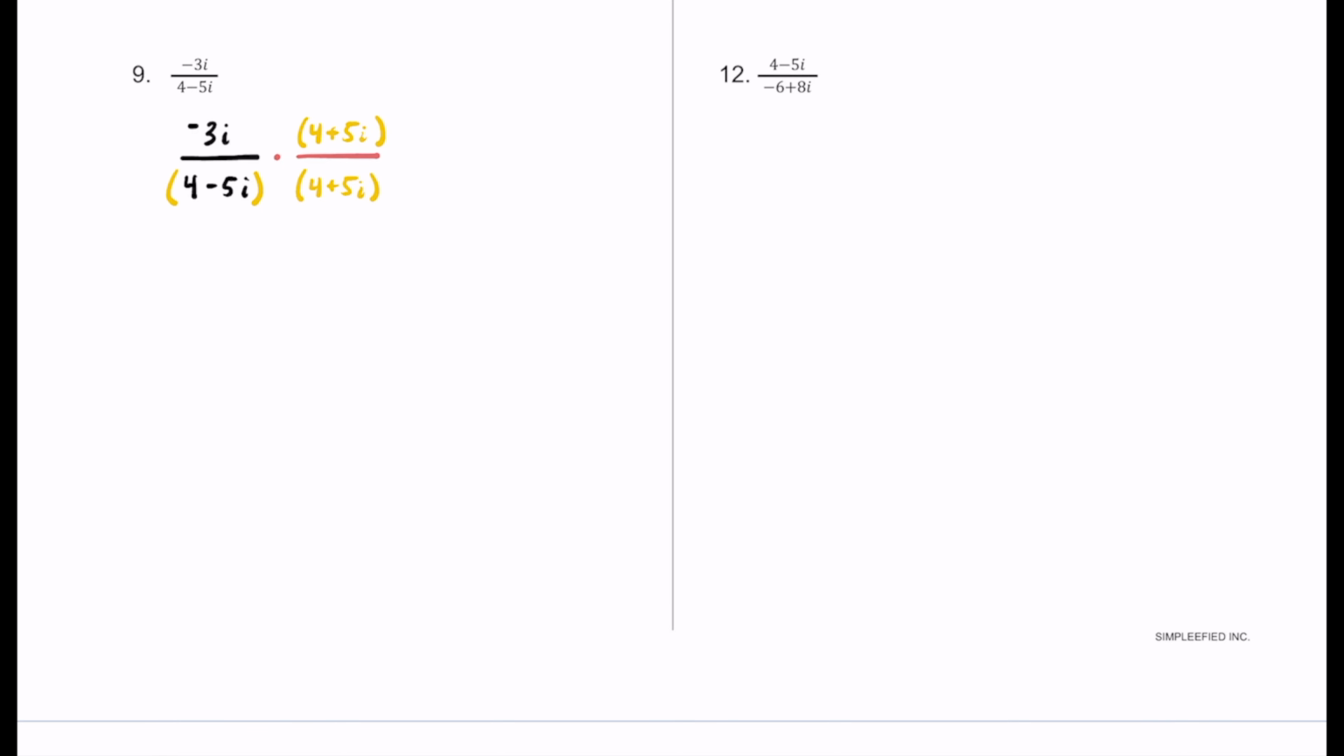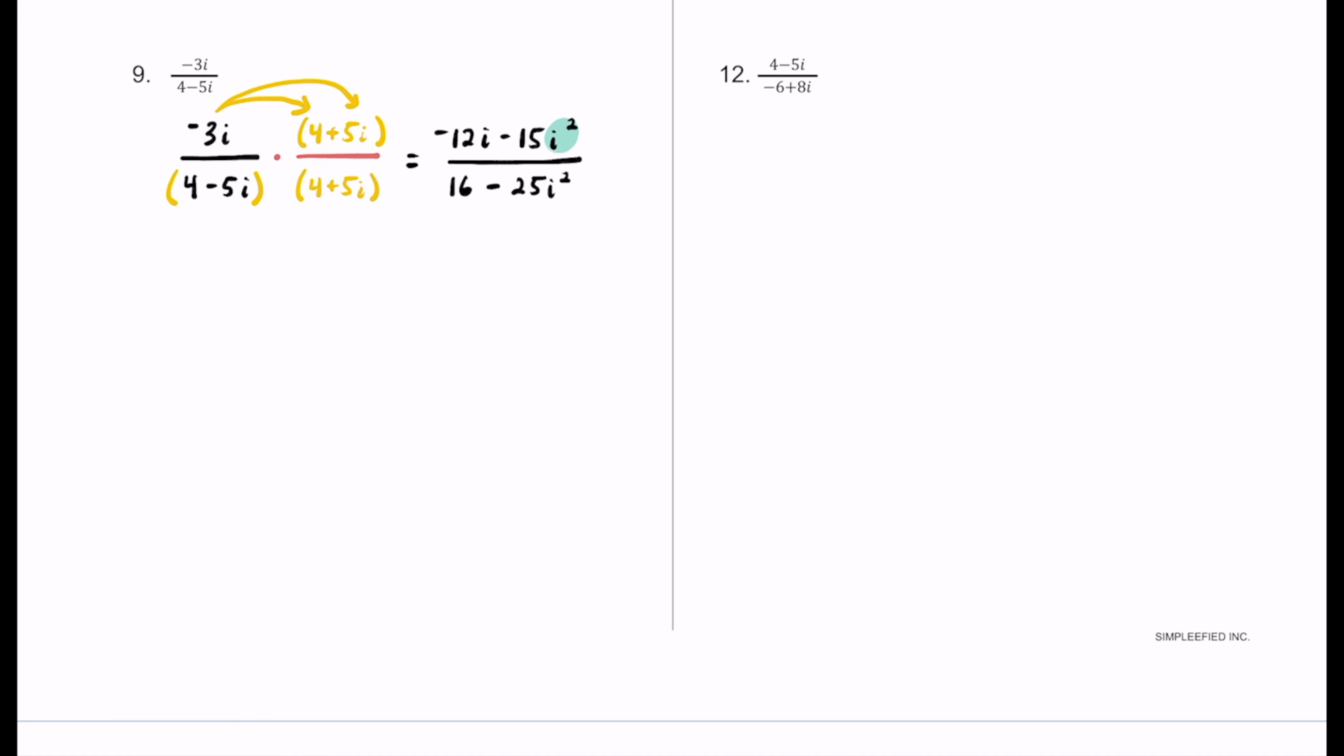And so on top, let's multiply negative 3i times positive 4. That's going to be negative 12i. And then on top, we have negative 3i multiplied by positive 5i. So that's going to be negative 15i squared. Now underneath that, let's see what's going to happen here. We're going to use difference of squares again, of course. So 4 times 4 is going to be 16. That's what we're going to start with here. And then if we do the outers, that's going to be positive 20i. The inner is going to be negative 20i, so they're going to cancel each other out as usual. And then negative 5i times positive 5i is going to be negative 25i squared.